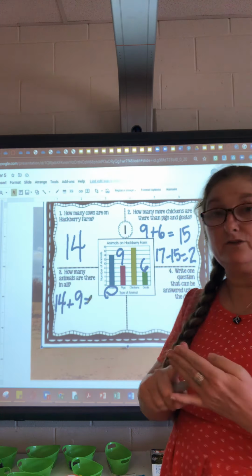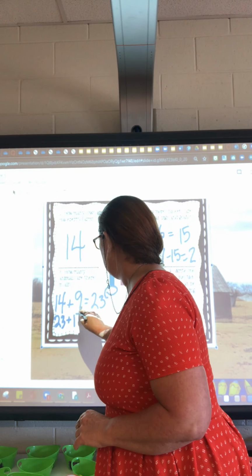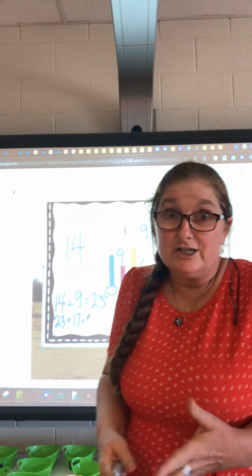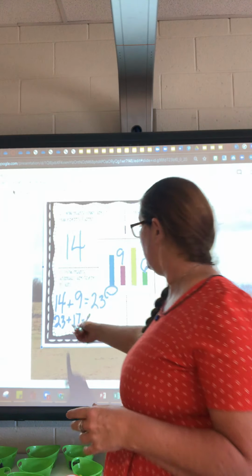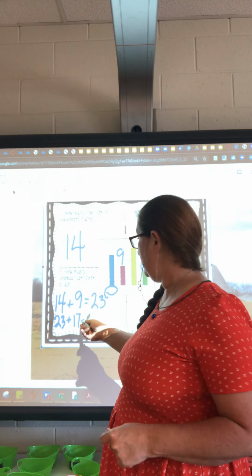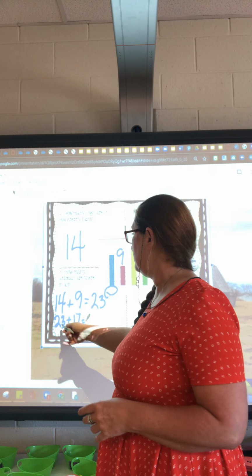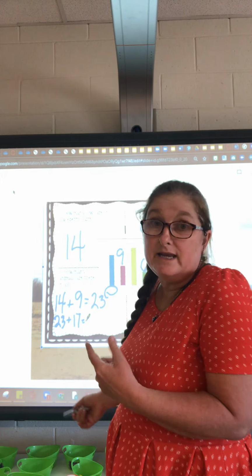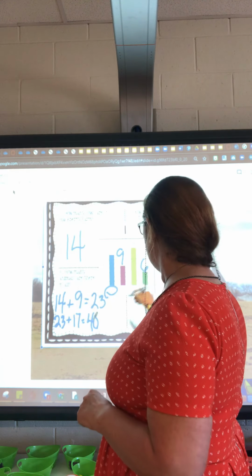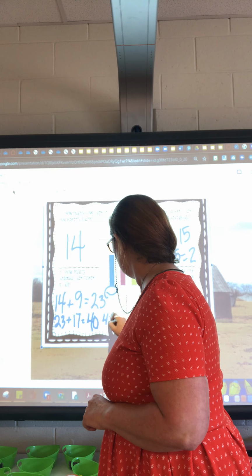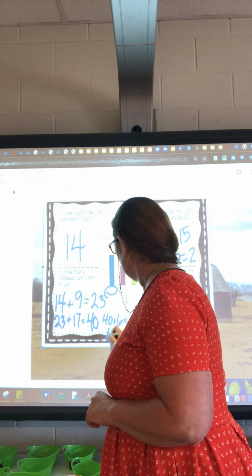23 plus the chickens, which is 17. Now, this one looks daunting, but I'm going to use a special strategy. I'm going to look here and make a 10 out of that 3 and 7. I'm going to go ahead and drop this 3 in with this 7 and make 20, and I'm going to make this a 20. So 20 plus 20 is simple, 40. And then 40 plus 6 equals 46. So there's 46 animals in all.